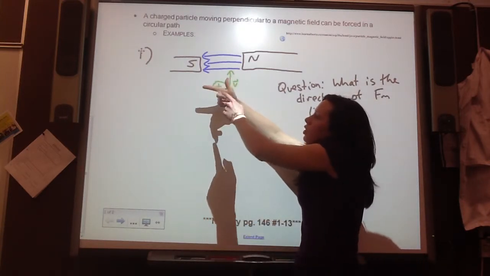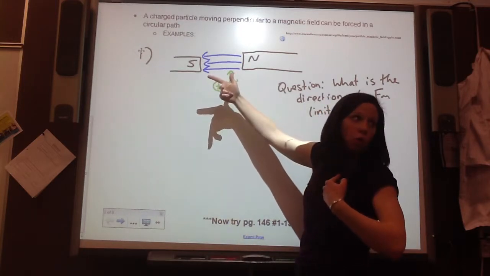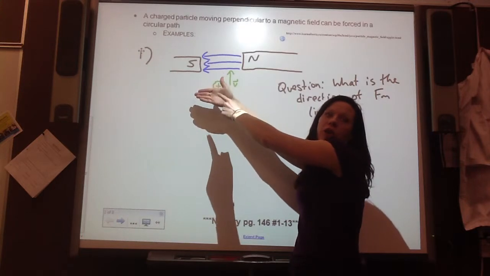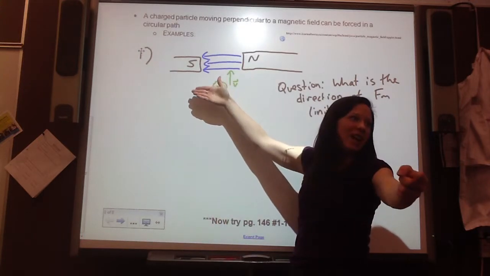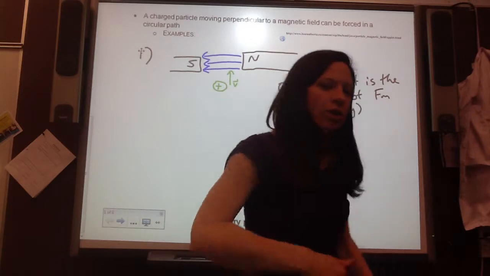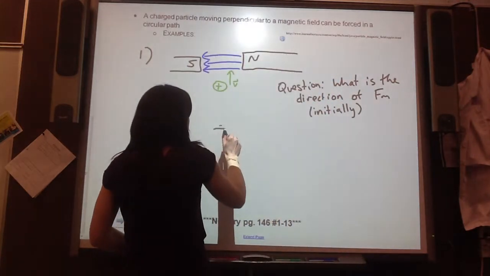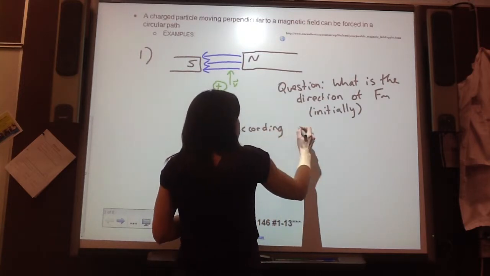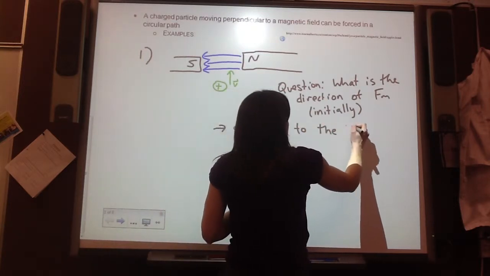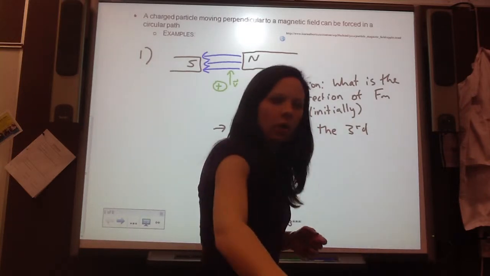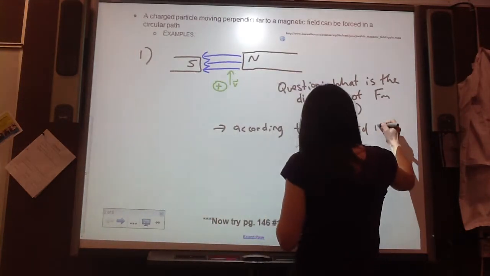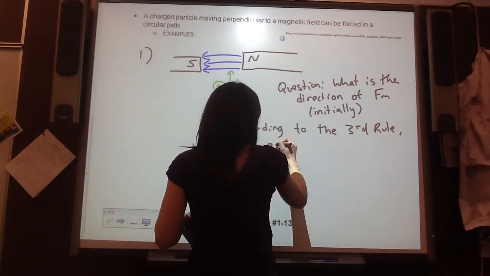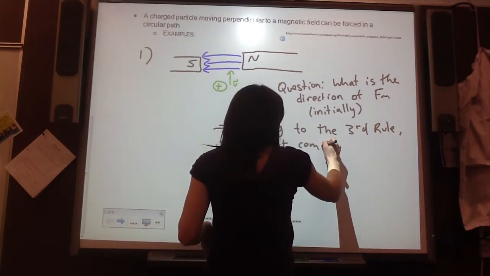You can use this finger, and it's coming out towards you, so it's out of the page, or if you want to do all fingers, your palm is facing out, so that's coming out of the page. So according to the third rule, FM is coming out of the page.